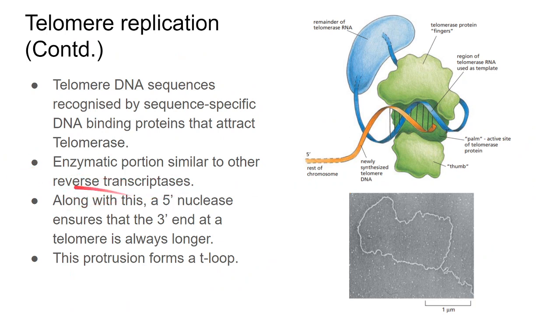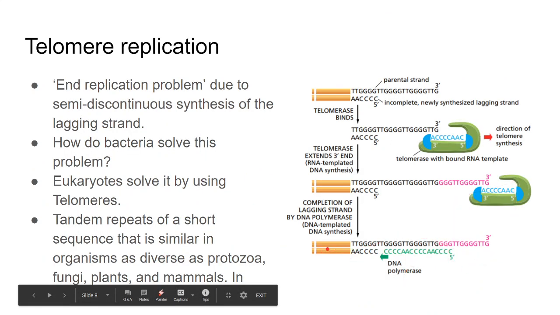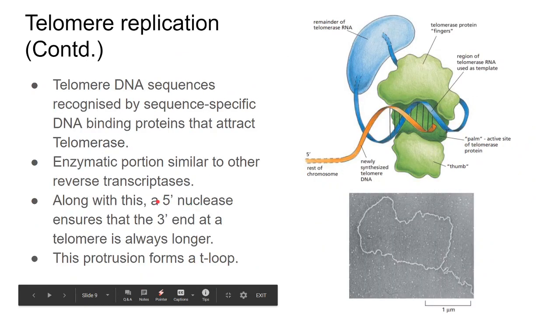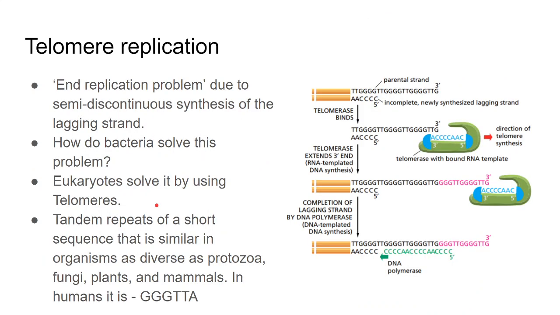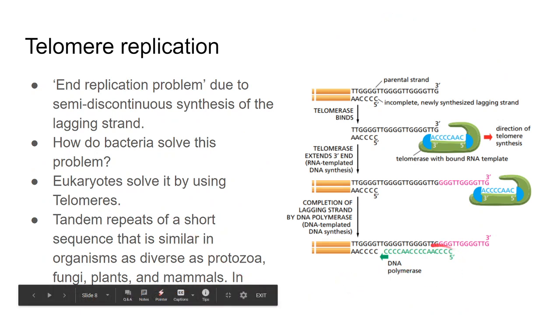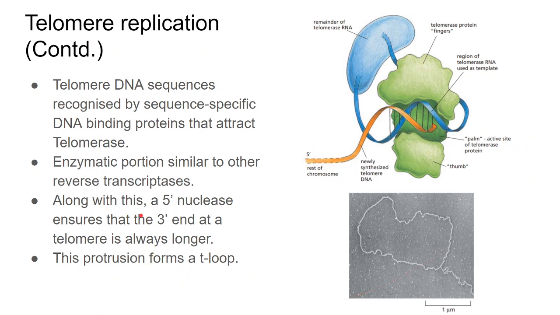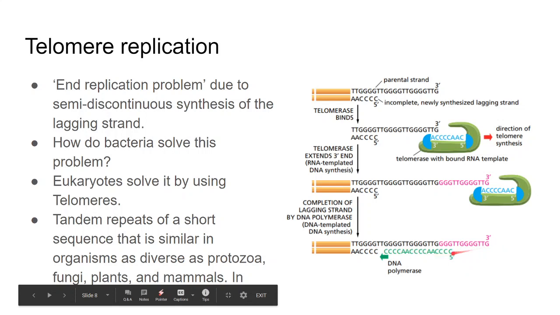Okay, so the enzymatic portion of the telomerase is very similar to a reverse transcriptase. What a reverse transcriptase does is it makes DNA sequences out of RNA sequences. So this is a very interesting point, that the telomerase active site resembles a reverse transcriptase active site. So you have the lengthening of the lagging strand with the use of extra primers. Along with that, you also have a 5' nuclease that ensures that the 3' end of the telomere is always longer. After this is synthesized, the 5' nuclease will cut down on this region to ensure that the 3' end is always longer.